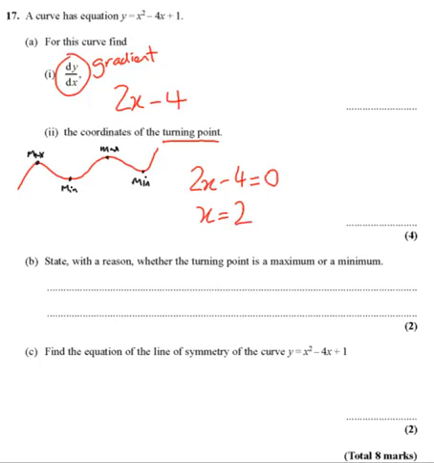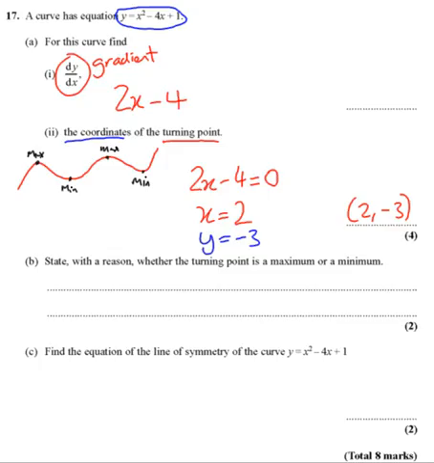But it does ask for the coordinates. So if we're going to have a coordinate, we need an x value and a y value. Where does the y value come from? Well, it comes from the original equation. y equals x squared minus 4x plus 1. So y equals 2 squared, which is 4, minus 4 lots of 2, so minus 8, second is minus 4, plus 1 is minus 3. So the coordinates are 2, negative 3. Is it a maximum or a minimum?